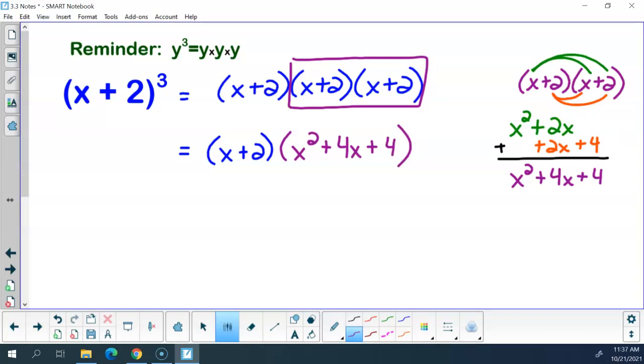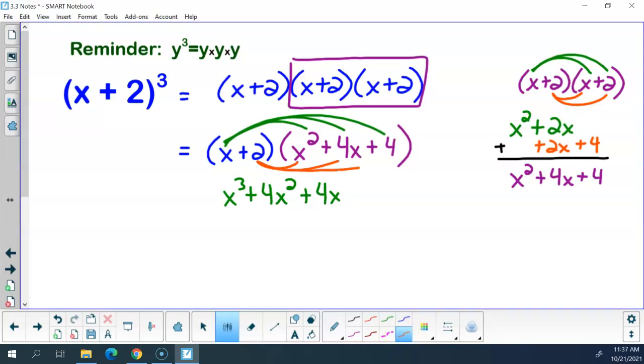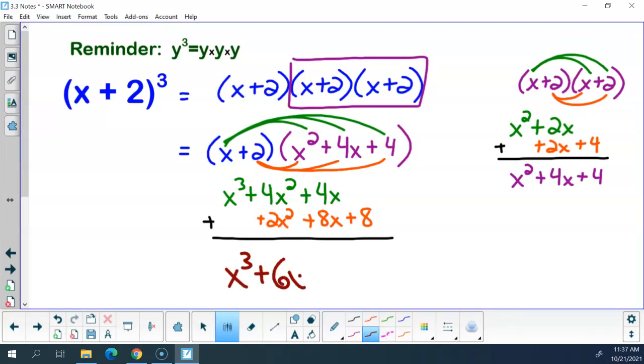And now I got to double distribute that one. Add those together, gives me x cubed plus 6x squared plus 12x plus 8.